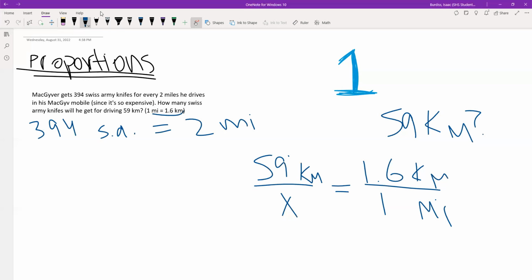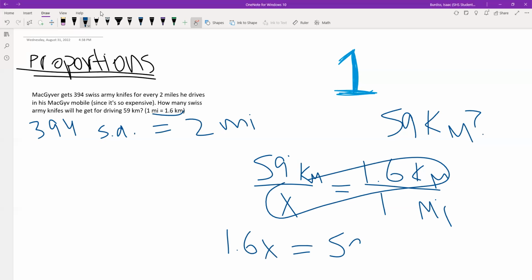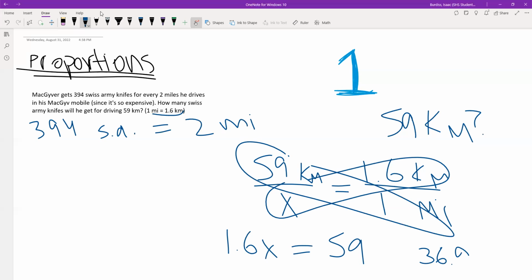Then you just have to cross multiply. So we multiply those things. X times 1.6, that is 1.6x. 59 times 1 is just 59, and we're cross multiplying that. So then we would do 59 divided by 1.6, which is 36.9 miles.